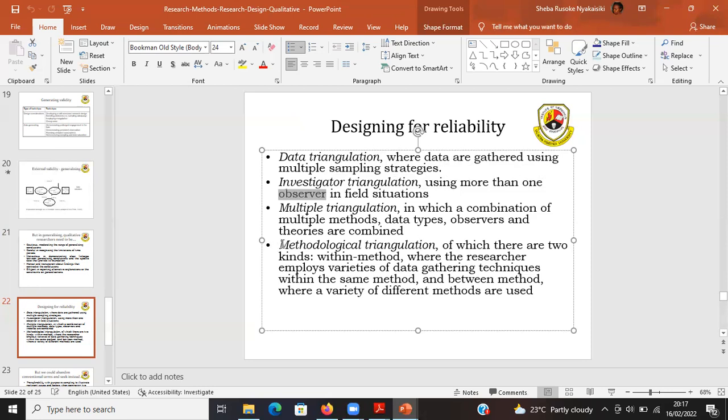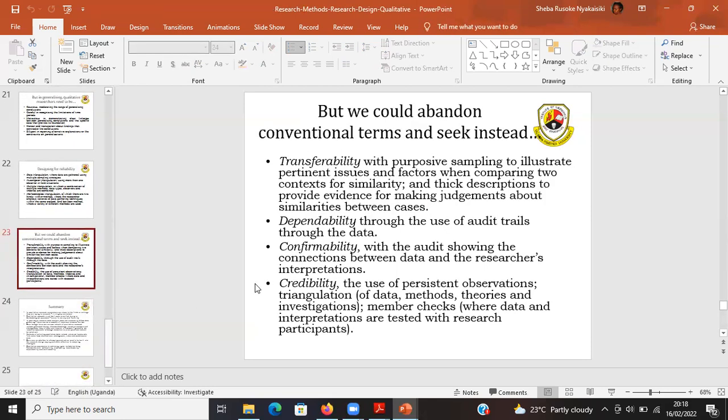Then also using several methods, two or more methods in your research, where you say, I'm going to use case study, I'm going to use ethnography, I'm going to use this, so that you see if all methods will help you pull out the same thing. So those are things that can help us generalize.